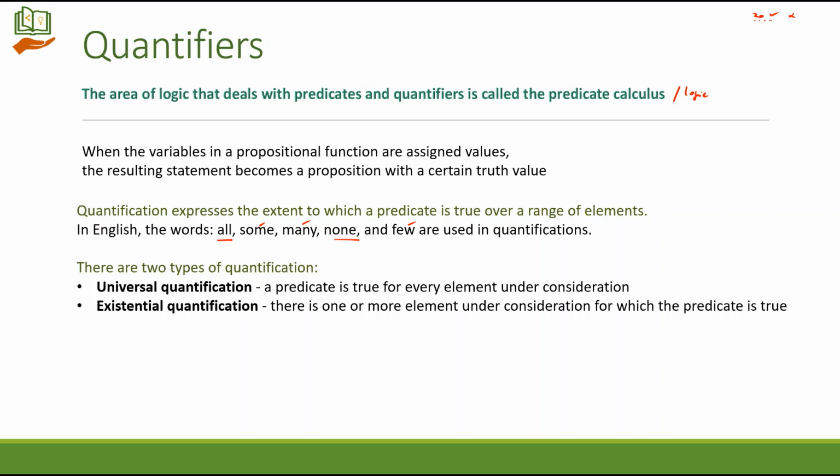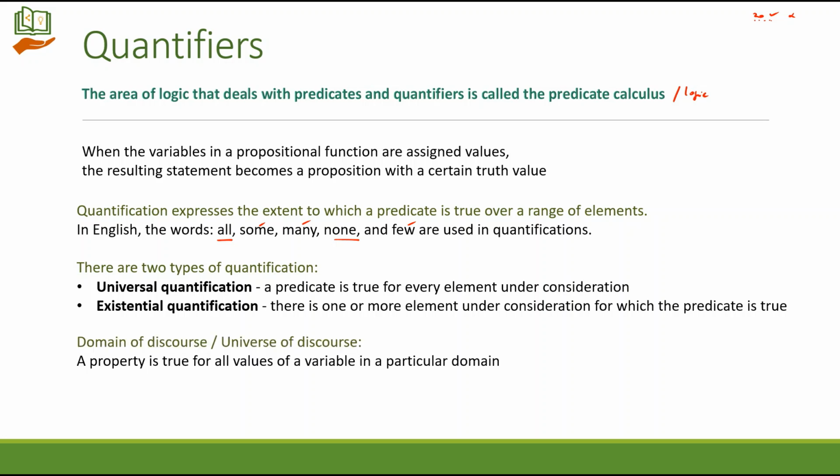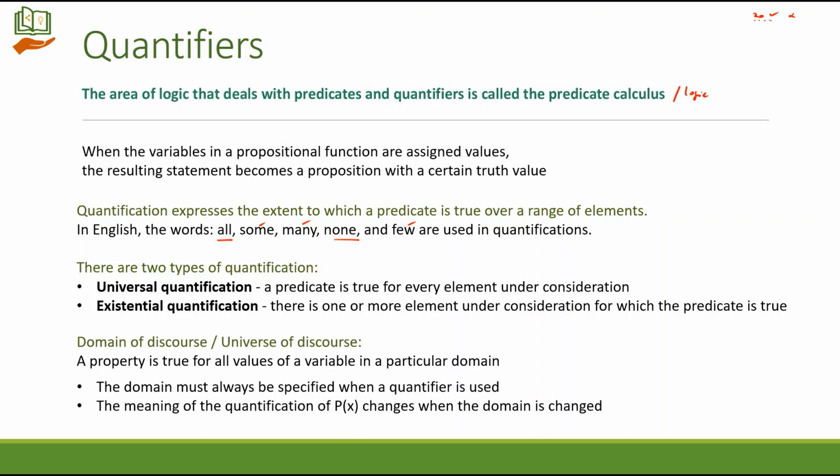Under this quantification, we often come across a phrase called domain of discourse or universe of discourse. A property is true for all values of a variable in a particular domain. Say for example, I'll tell you it's a domain of odd positive integers less than 10. What can you take? 1, 3, 5, 7, 9. This particular property will be true for all the 5 values 1, 3, 5, 7, 9. The domain must always be specified when a quantifier is used. Based on that only we can conclude whether it's universal or existential.